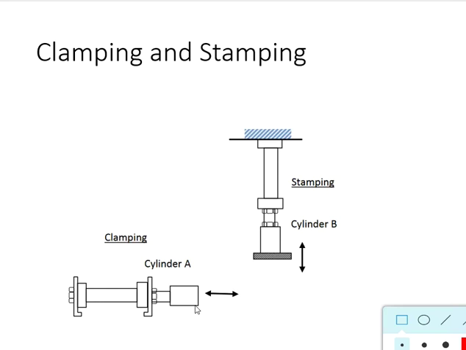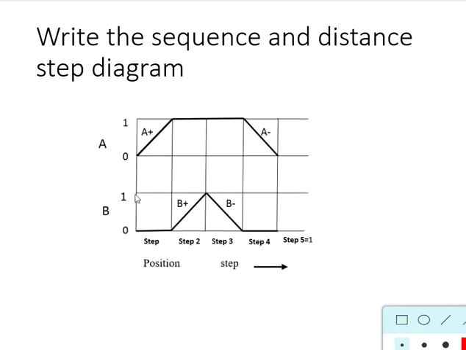So the cylinder A has to first extend and clamp the job, then cylinder B should work on it and retract, and again cylinder A should withdraw. Let us assume A0 and A1 are the limit switches that indicate the retracted and extended positions of cylinder A. Same with B0 and B1, there are two limit switches that indicate the position of cylinder B. So at time T, both the cylinders are in the retracted position.